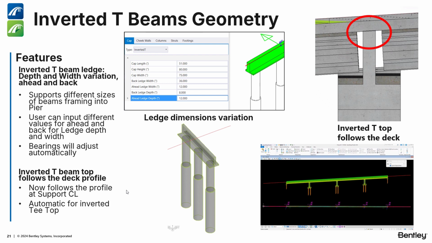For the inverted T geometries here on the cap, you have options through the dialog box in your pier library to control whether the inverted T is straight or following the roadway profile, as well as controlling the offsets and depth of each side of the ledge.